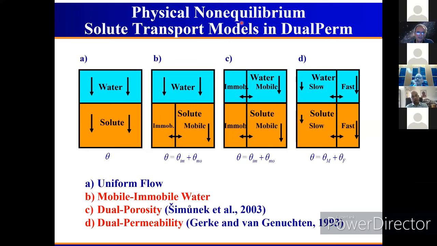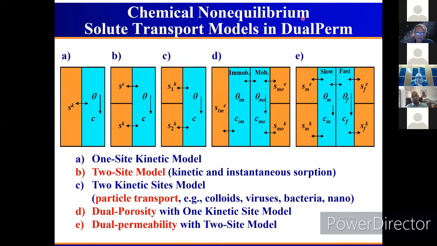We can also account for chemical non-equilibrium, when we can account for some kinetic reactions such as kinetic sorption. We can describe that using a one-site sorption model, a two-site model, where we divide sorption sites into those where sorption is instantaneous and those where sorption is kinetic. We can have a two kinetic sites model. This is used usually for transport of particles such as colloids, viruses, bacteria, and then we assume that one site represents filtration and one site represents attachment-detachment. And then finally, you can have models which have both physical and chemical non-equilibrium.